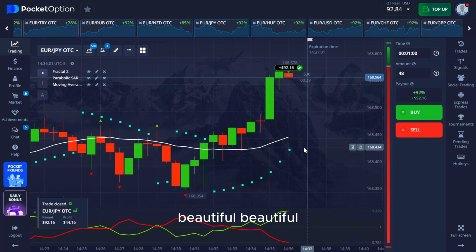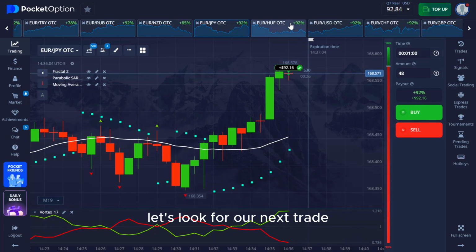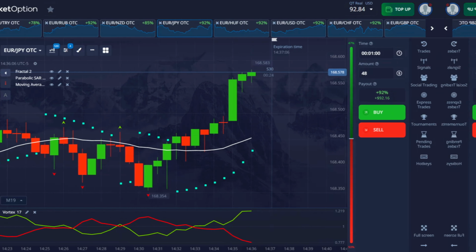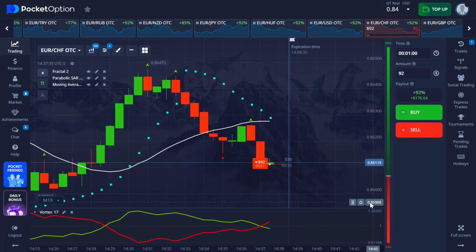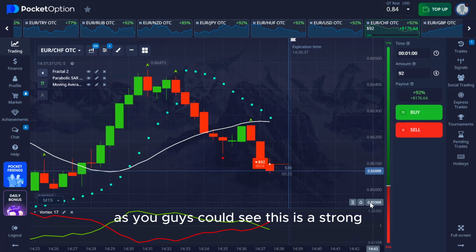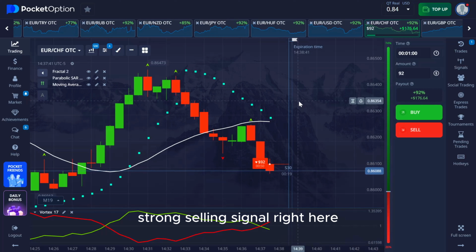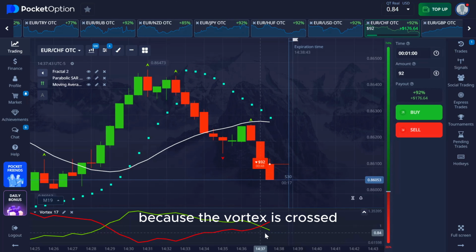All right, beautiful. So let's look for our next trade. As you guys could see, this is a strong, strong selling signal right here, because the vortex is crossed.